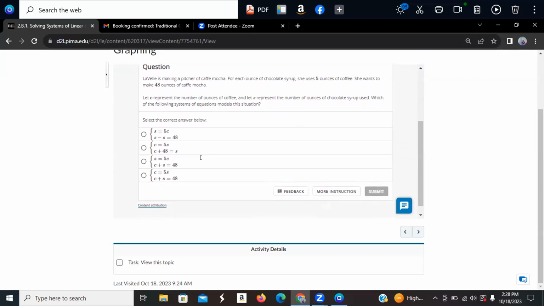All right, so for this one, it's about writing the equations. There's going to be a total equation. The total equation is like the x plus y equation, or here, c plus s. I'll share my screen here in a moment.